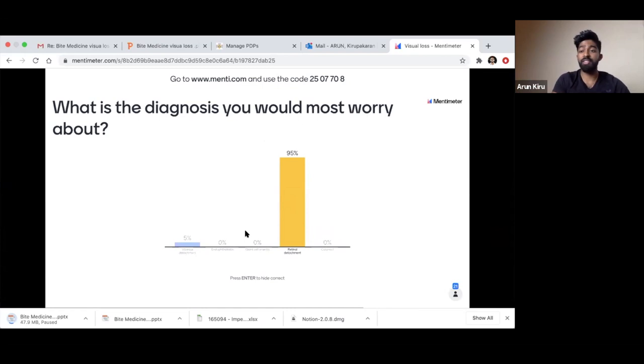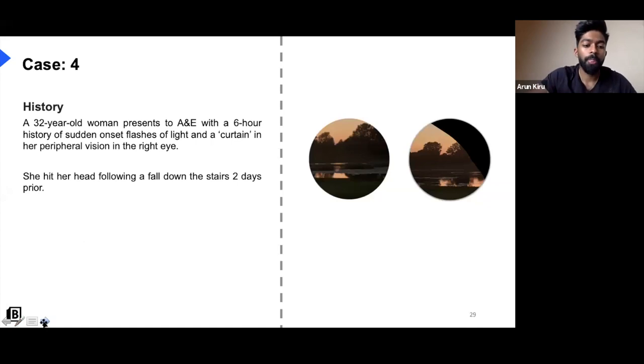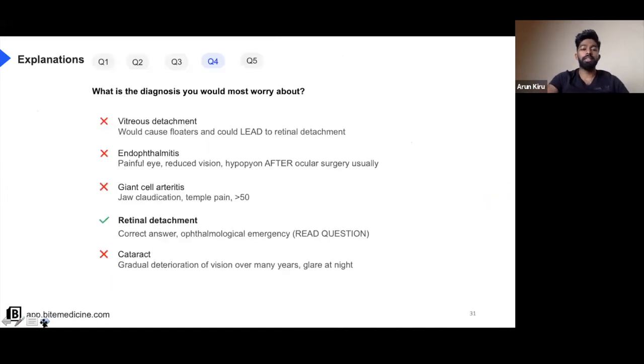Remember, we talked about vitreous has no role in the eye, whereas retina is really important. That's one of the clues as to why it's a retinal detachment here. So let's, oops, sorry, I stopped sharing accidentally. Let's go back to slides. Great. So the correct answer is retinal detachment.